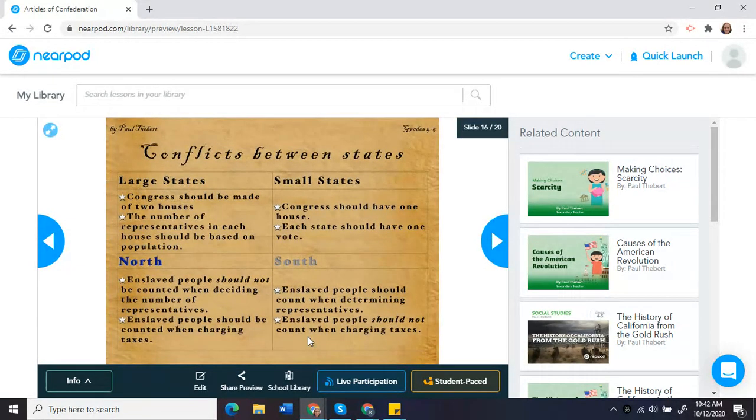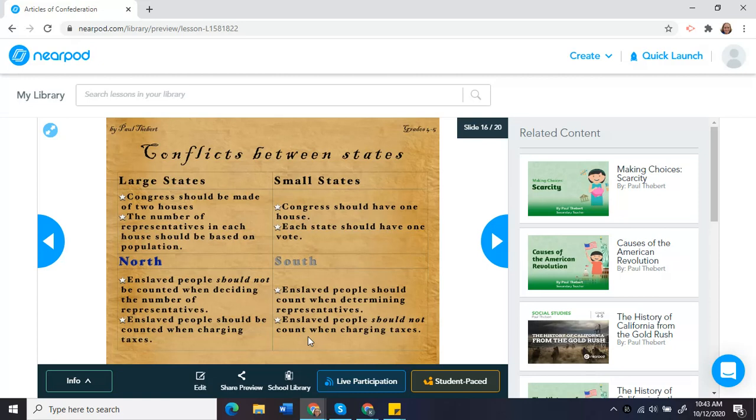When they finally got to the Constitutional Convention, there were conflicts between states. There was the large states versus the small states. The large states thought Congress should be made of 2 houses. The number of representatives in each house should be based on population. The small states thought Congress should have 1 house, and each state should have 1 vote.